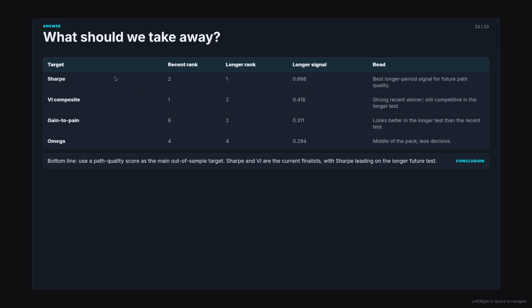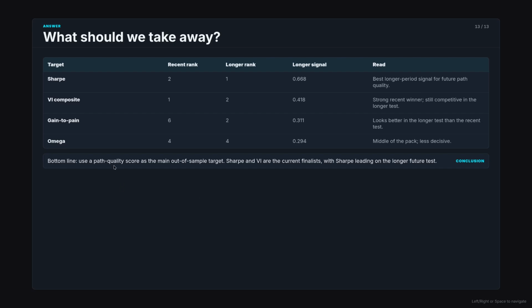I just wanted to show this as an example of how the stability score was created. So, what should we take away? Overall best Sharpe ratio within this experimental design. It was the best longer period signal for future path quality. Next up was the VI composite. Strong recent. It was ranked number 1 and still competitive in the longer test. And then next up was the gain to pain ratio. It looks better in the longer term test than the recent test. And then middle of the pack was the omega ratio.